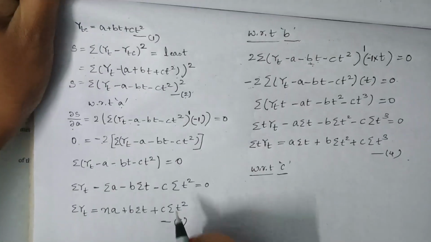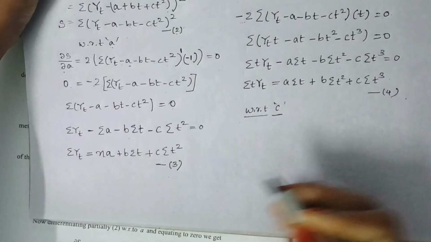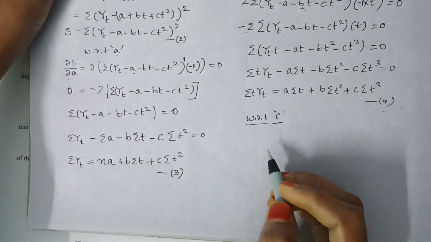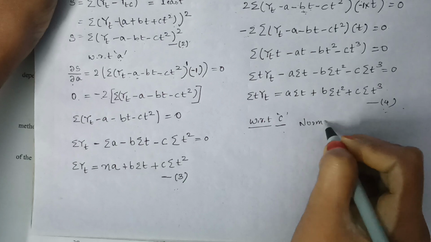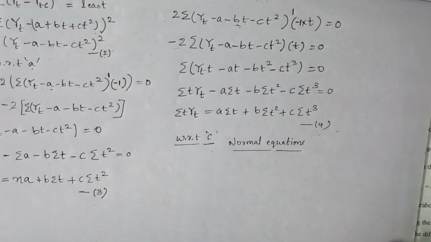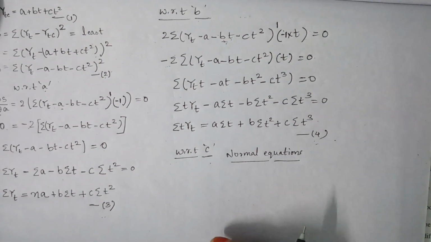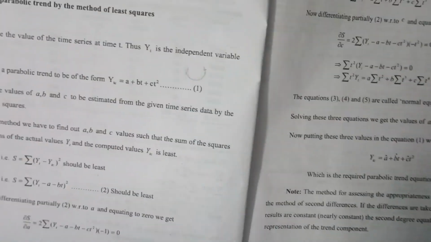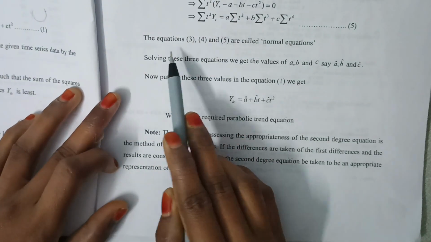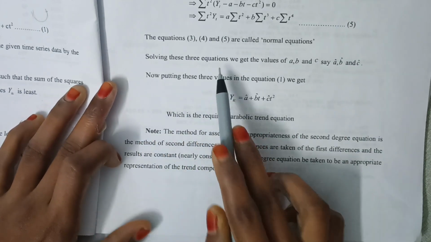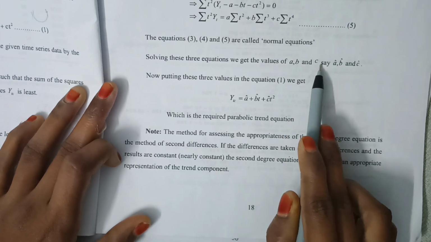These 3 equations that we got after partially differentiating with respect to a, b, and also c, we get the other equation. These 3, 4 and 5th equations are called normal equations. After finding these equations, what do we need to do? Just see here. Equations 3, 4 and 5 are called normal equations. As I said, solving these 3 equations, we get the values of a, b and c.